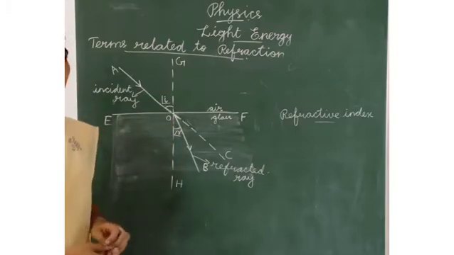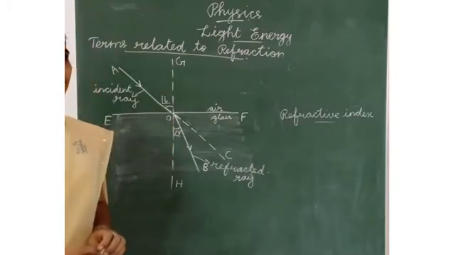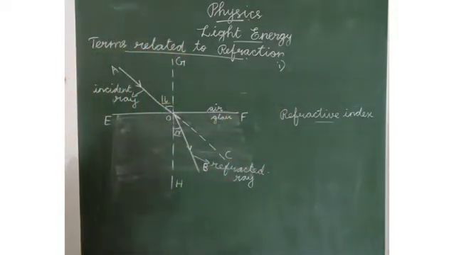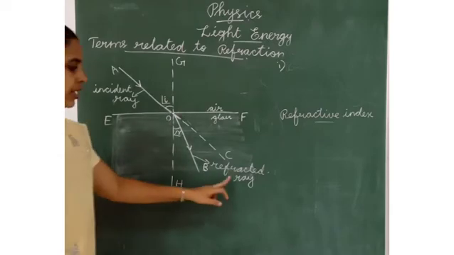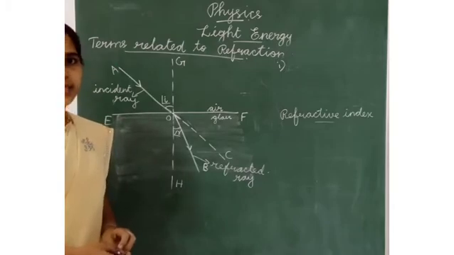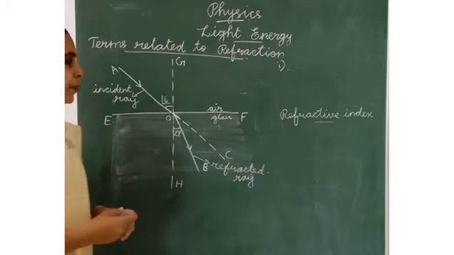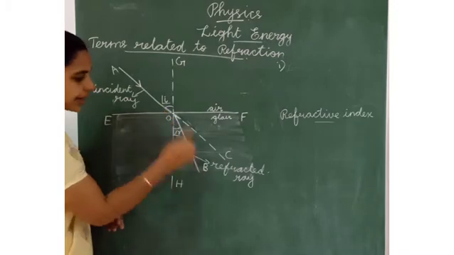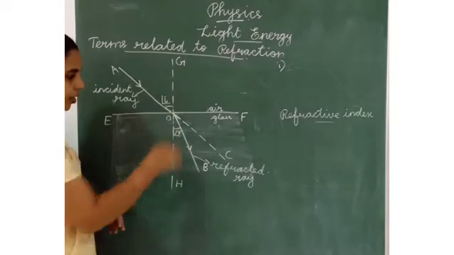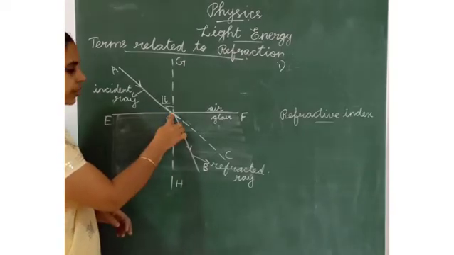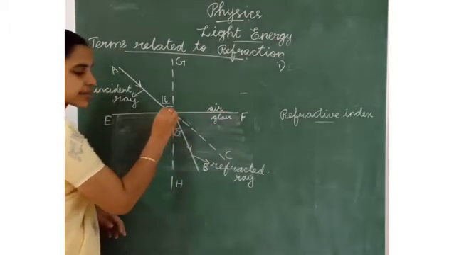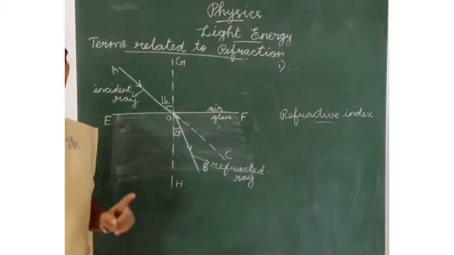From here we can know the two laws of refraction. What is the first one? The incident ray, the refracted ray and the normal at the point of incidence all lie in the same plane. That means they all lie in the same plane. So this is the first law of refraction.